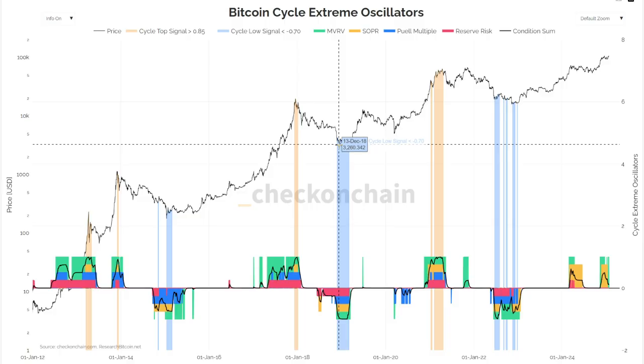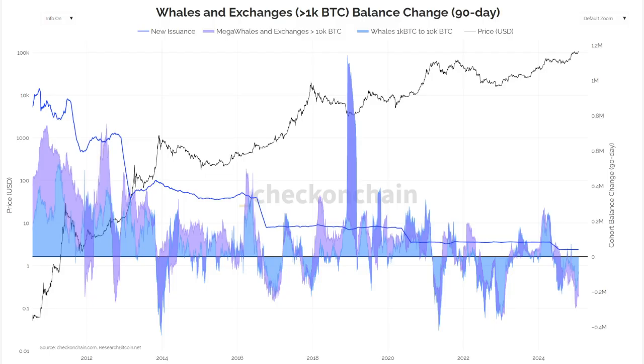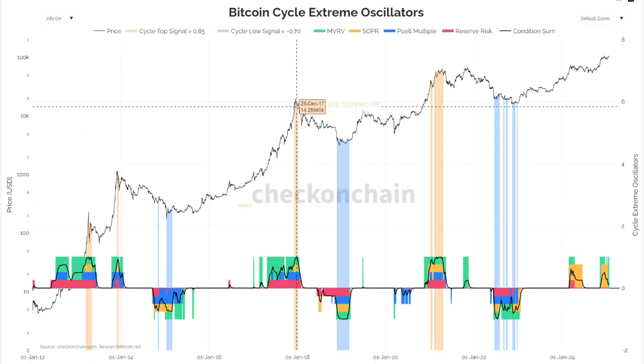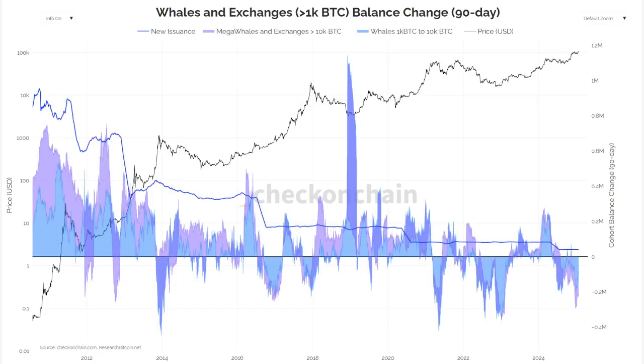Okay? And this moment, this was what institutions were doing at the moment. The mega whales were buying hard. They were buying hard also here, before the explosion of the price. They were selling extremely hard here. Why? They were selling extremely hard here. Why?